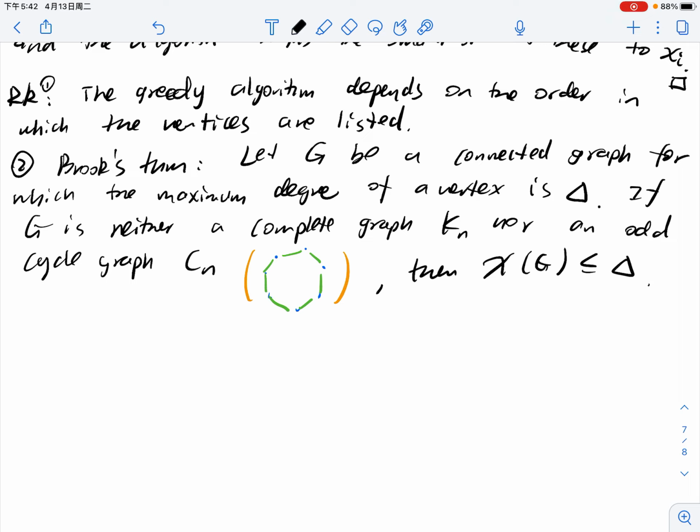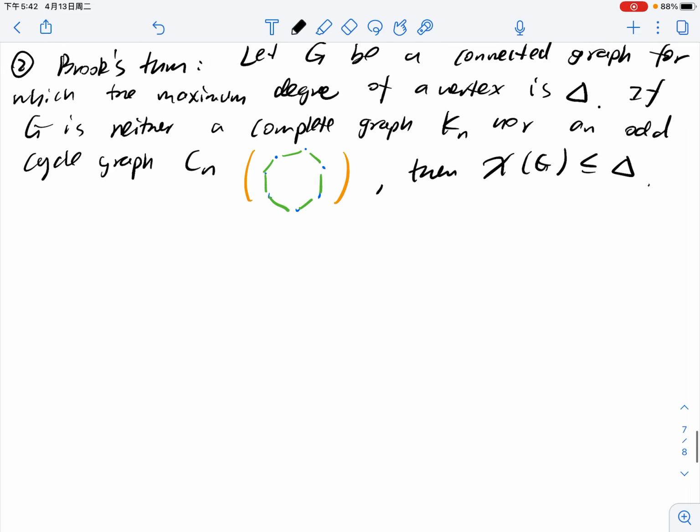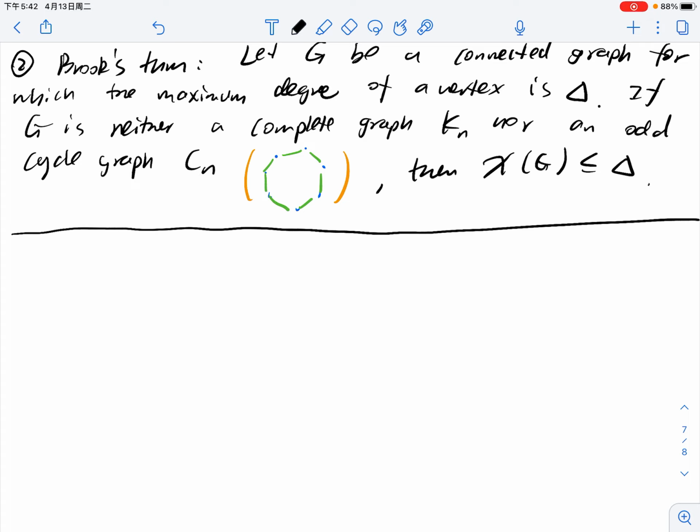Then the chromatic number is less than or equal to delta. And you see, if we have an odd cycle graph, then at least we need to have 3 colors. So this is strictly greater than the degree of the vertices. And for a complete graph, we have a similar situation. So this is kind of optimal.